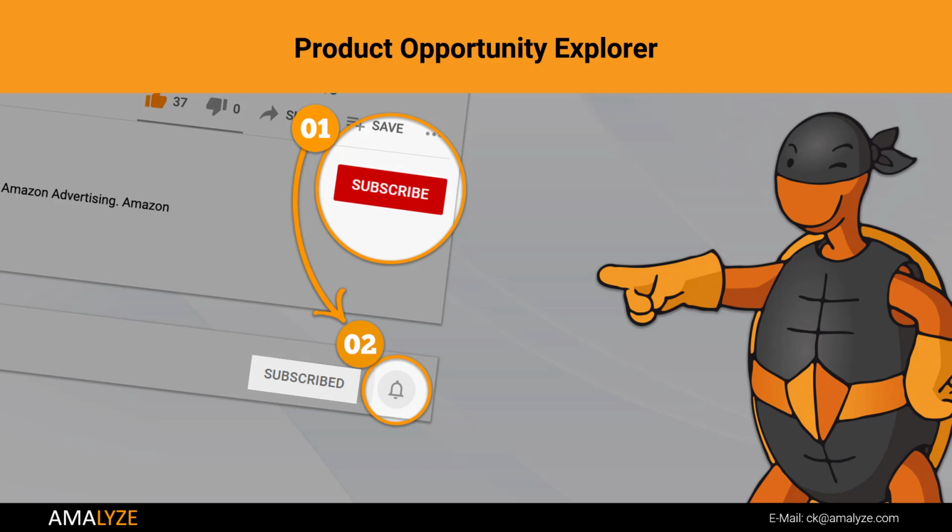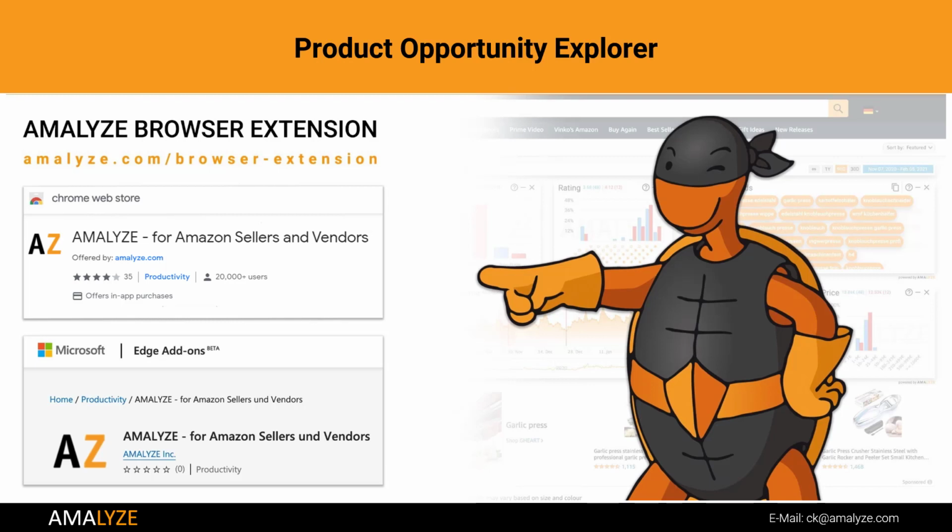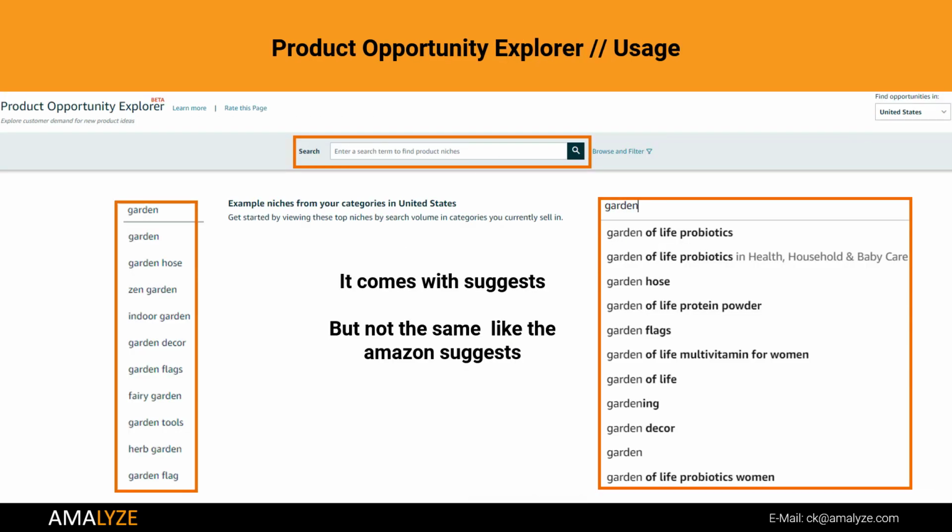And from my point of view, combine the Product Opportunity Explorer data with the AMALYZE browser extension. We have more seasonalities, we have better sales data from the search volume. It's nearly the same, but it's about fluctuations and seasonalities and not the data from the last 90 days or last year dates.